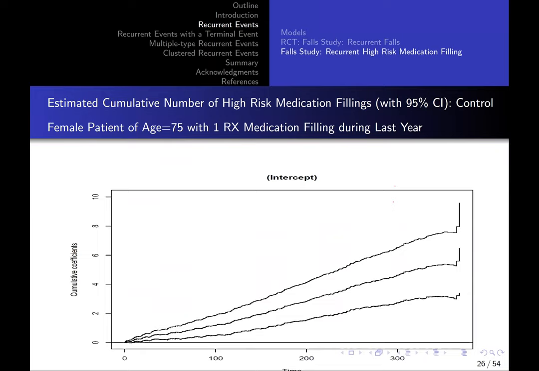Okay. And this gives you an estimated cumulative number of high-risk medication fillings for the similar, whatever the criteria, female patients and one medication filling during the last year. Okay.